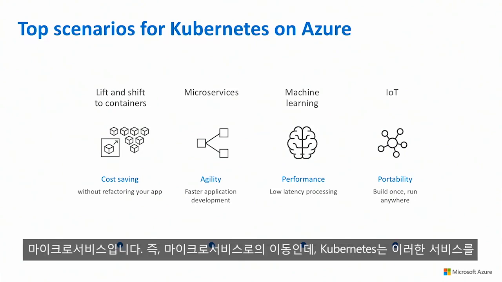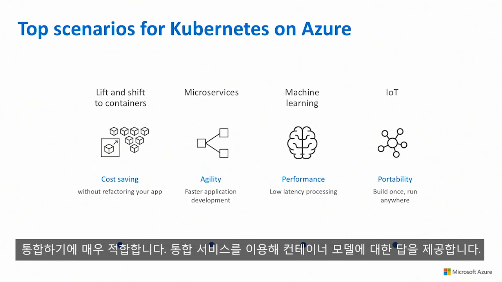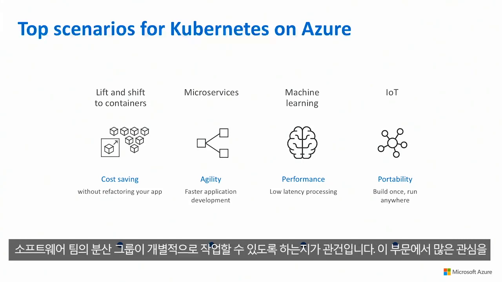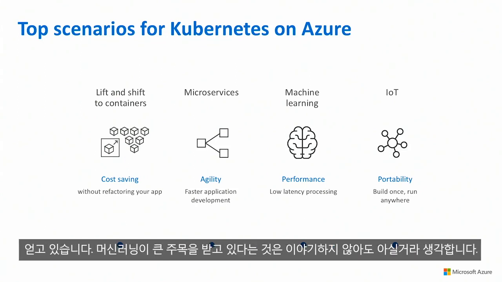The next one is around microservices and the move to microservices, which Kubernetes is really, really well suited to do with its integrated service discovery and the container model. And the motivator here is really around agility. Like, how can you move faster? How can you get a distributed group of software teams to be working independently? We're seeing a lot of traction in the industry around that today.